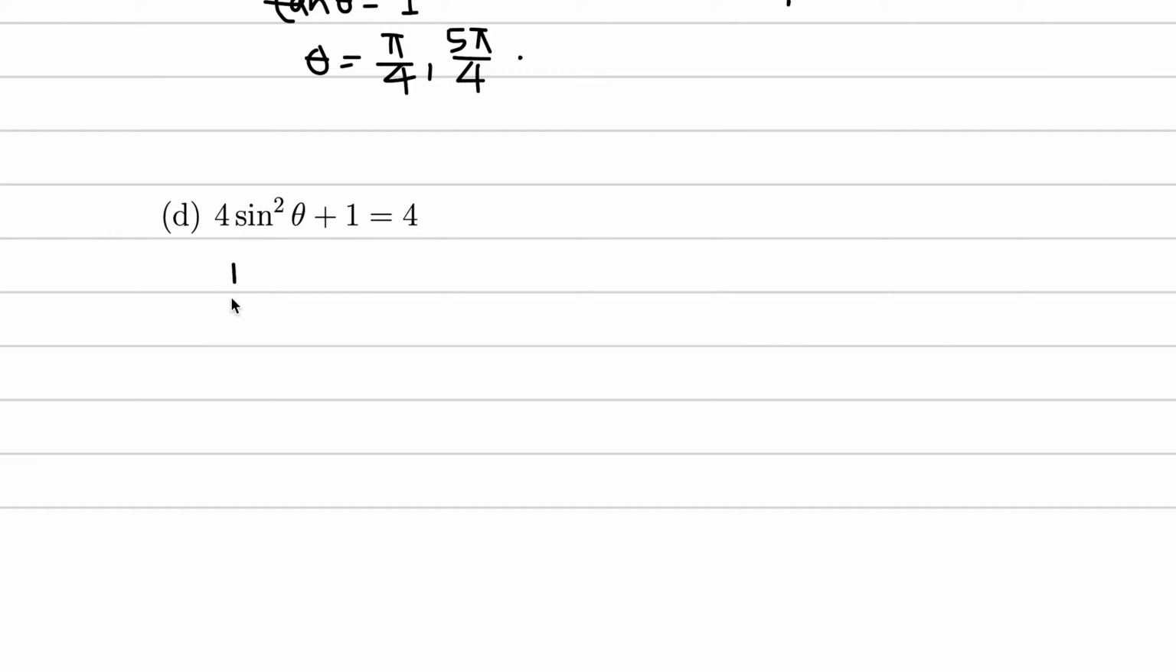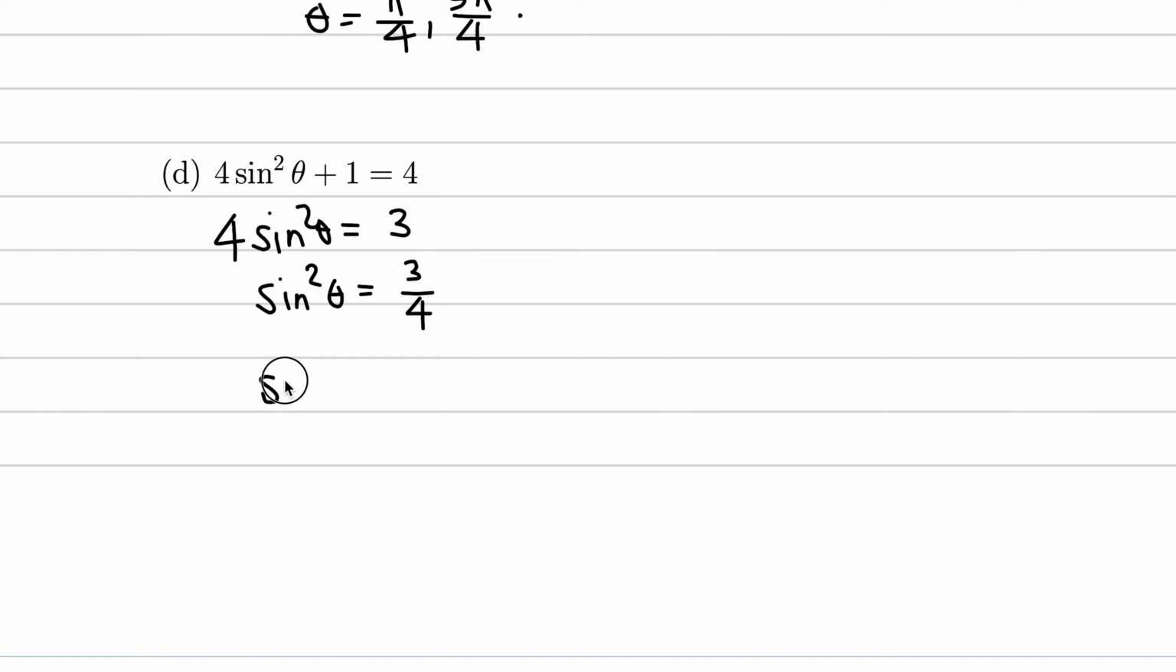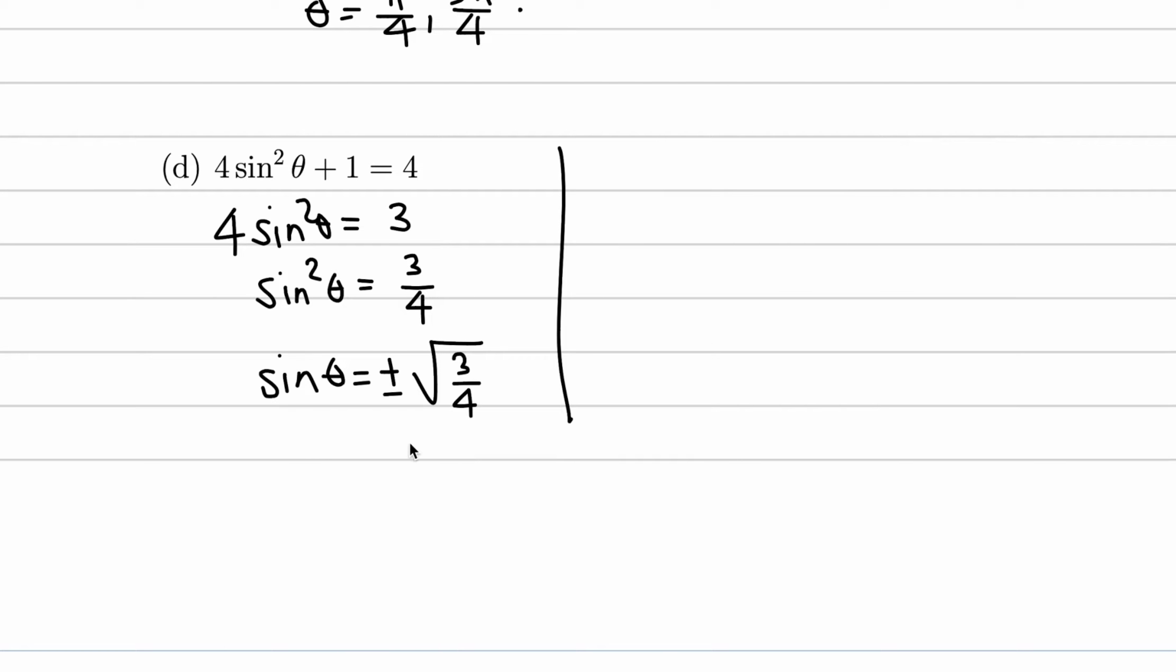Subtract 1 from both sides. 4 sine squared theta equals 3. Divide by 4. Sine squared theta is 3 over 4. Sine squared theta is in fact sine theta quantity squared. Take the square root of both sides. We get sine theta equals plus or minus the square root of 3 over 4. The square root of 4 is 2, so we can simplify the bottom: plus or minus root 3 over 2.